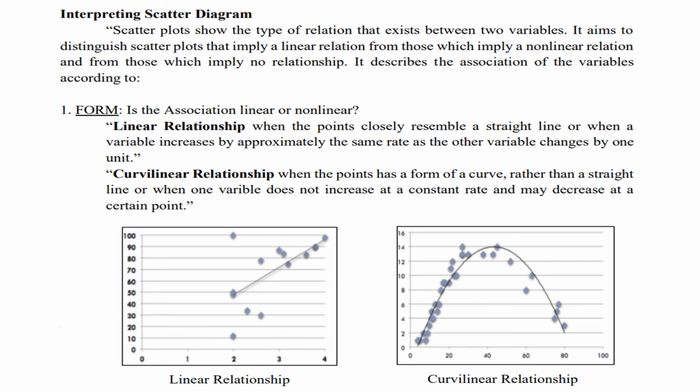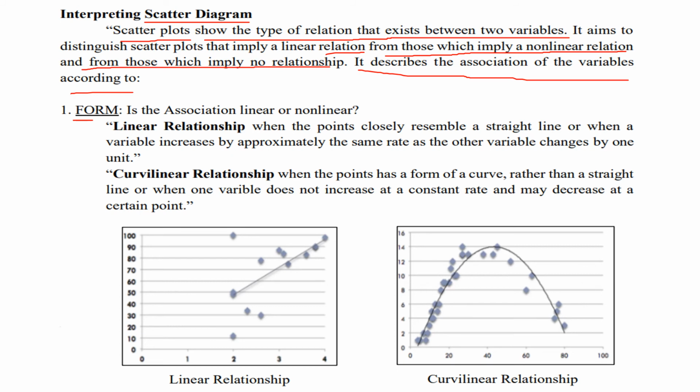So, interpreting the scatter diagram. A scatter plot shows the type of relation that exists between two variables. It aims to distinguish scatter plots that imply a linear relation from those which imply a nonlinear relation, and from those which imply no relationship. It describes the association of variables according to form.